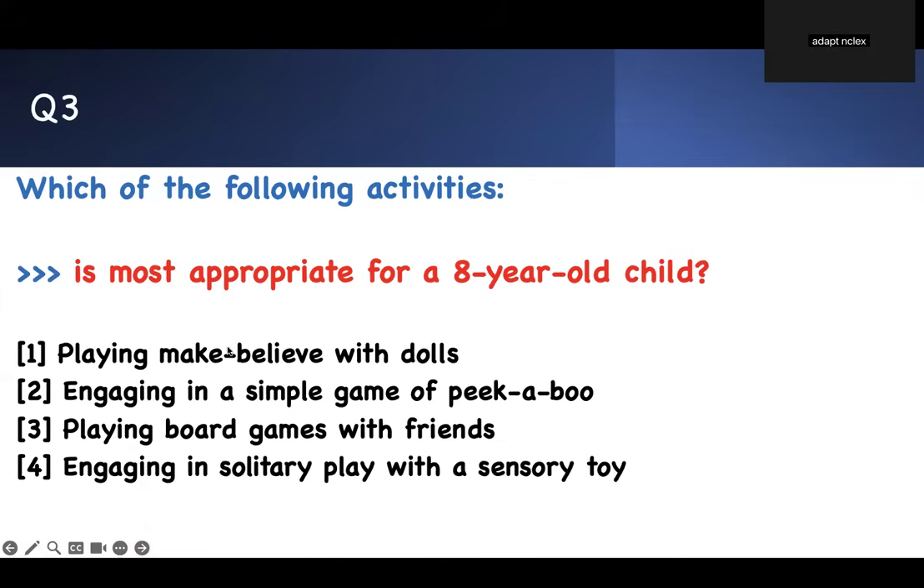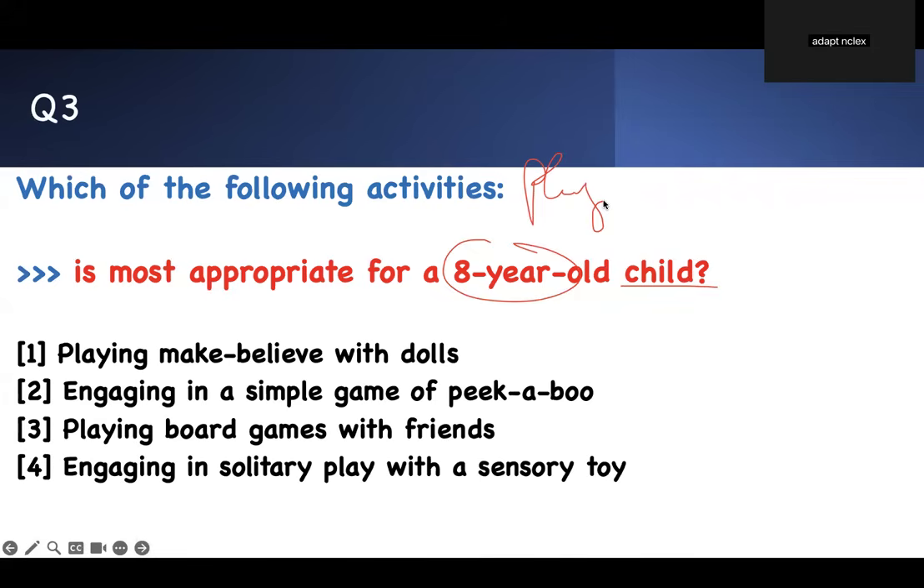Which of the following activities is most appropriate for an 8 years old child? Activities, play, right? Or toy you're using. When they give you a question like that in pediatric, you have to master pediatric because it's the backbone of the NCLEX. Pediatric and maternity, always there.